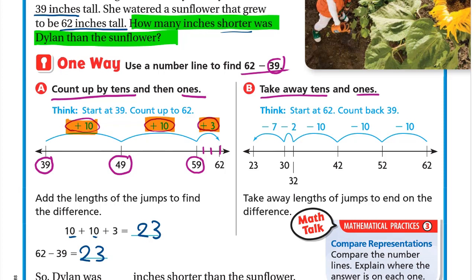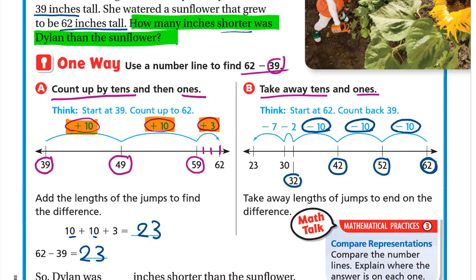Okay, let's see the other way. The other way says take away tens and ones. Take away means we'll subtract by tens, then we'll subtract by ones. So we'll start with the bigger number, the 62, and we will subtract the 39 by tens, then by ones. So 62 minus 10 is 52. Minus another 10, we'll have 42. Minus another 10, we will have 32.